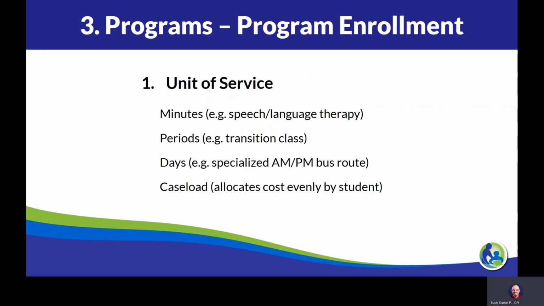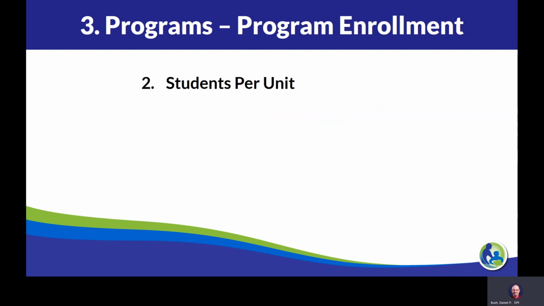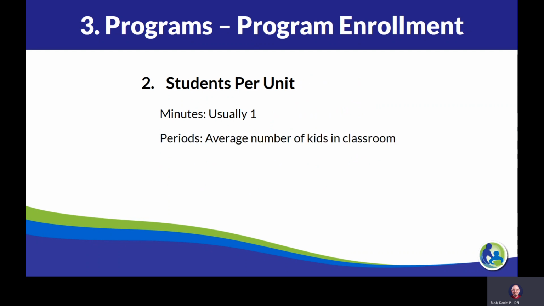Finally, if your data do not support the ability to allocate costs at one of the other levels, you are permitted to select caseload as the unit of service. In that case, the cost will be allocated evenly by the individual students served by the program. Once you've selected a unit of service, you need to enter the number of students who are served per unit. For costs using minutes, this is usually going to be 1. Again, this is your speech and language type service where kids are served 1 at a time.